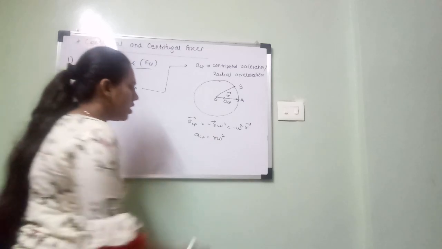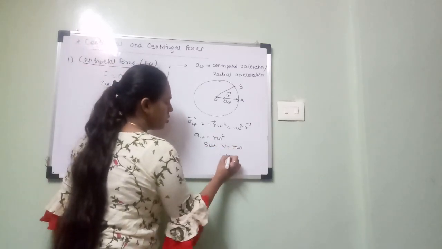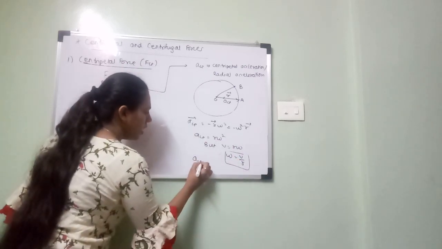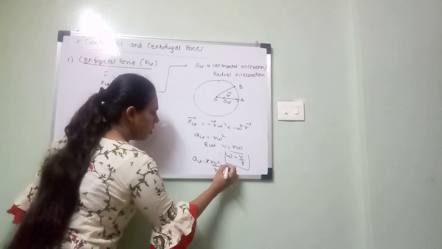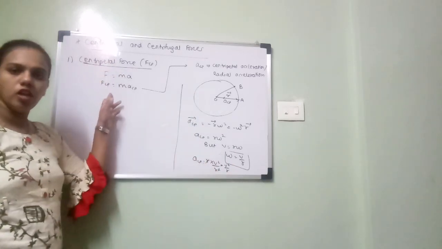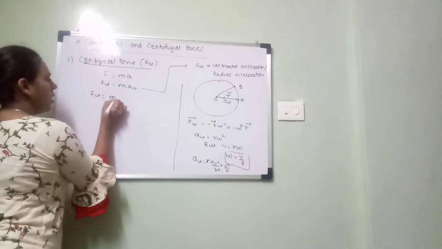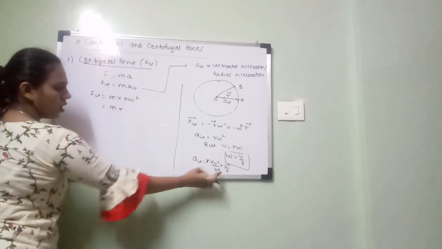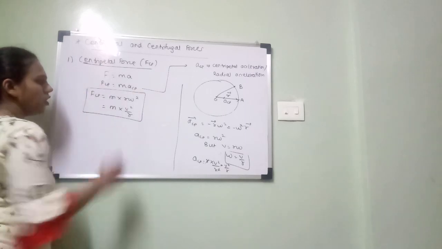You can substitute, but v equal to r omega, therefore omega is equal to v by r. If you substitute, ACP is equal to r into v square upon r square, or v square upon r. Substitute these formulas over here and you will get the value of FCP. So FCP is equal to m into r omega square, or m into v square upon r. This is the formula for FCP.